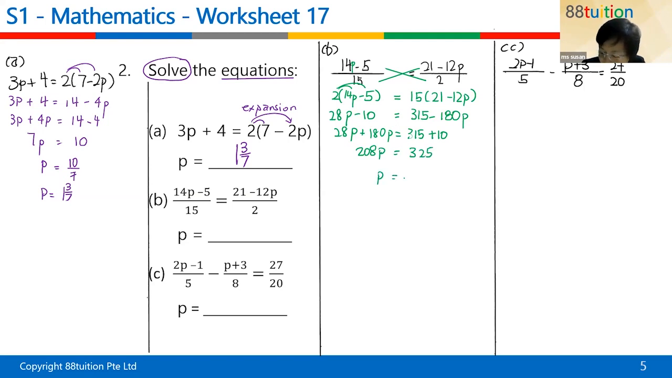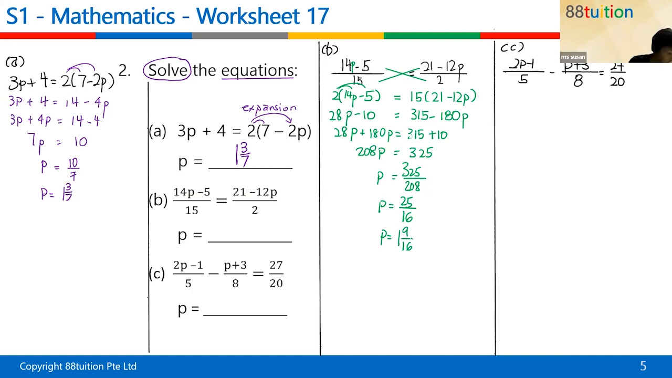And this is 325. Okay, so I have 325 divided by 208. You should get 25 over 16 if you use a calculator. This one calculator allowed, so don't worry. Okay, so I divide this and change it into a mixed number. 1 whole 9 over 16. Okay.